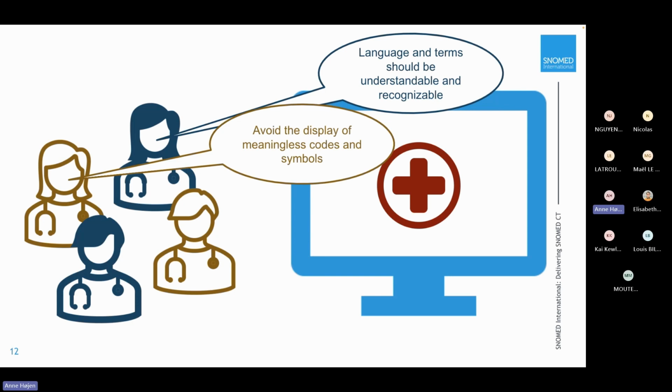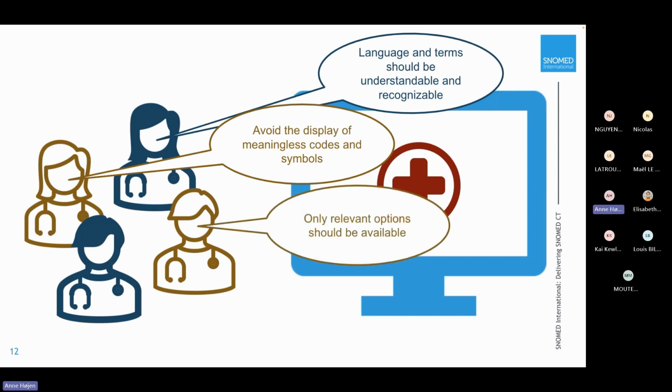Another requirement is that some coding systems used in healthcare today have codes where, from the way the code is structured, you understand somewhat what this is about, if it's an infectious disease or if it's a cardiovascular procedure; the codes will have meaning. But for SNOMED, it's important to avoid the display of meaningless codes. It should really be the clinical terms and the accurate representation of the meanings that should be the driver.